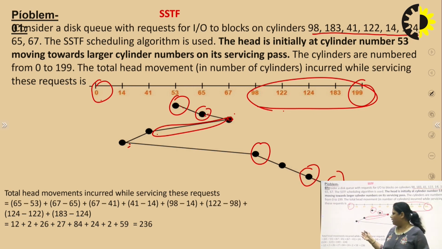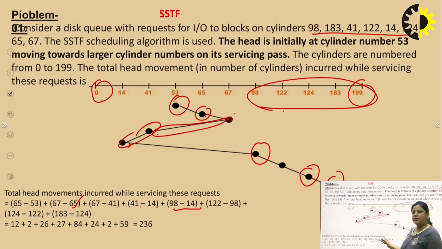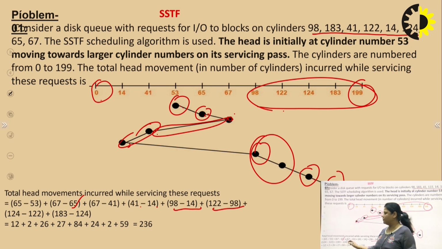So what next? What we'll do here: 65 minus 53, 67 minus 65, 67 minus 41 and 41 minus 14. Then 98 minus 14. After that 122 minus 98, and 124 minus 122. We calculate these distances, and in the last 183 minus 124. So this is the basic technique of SSTF.